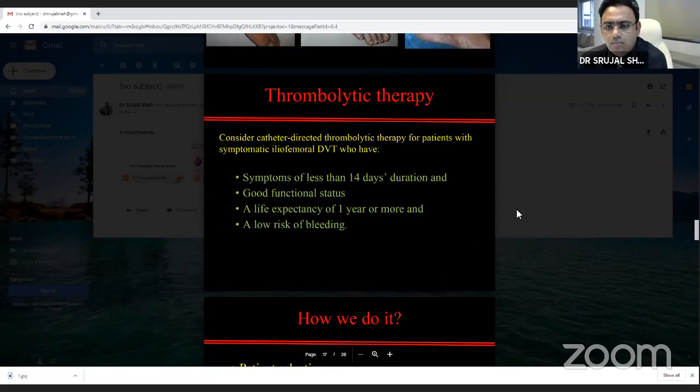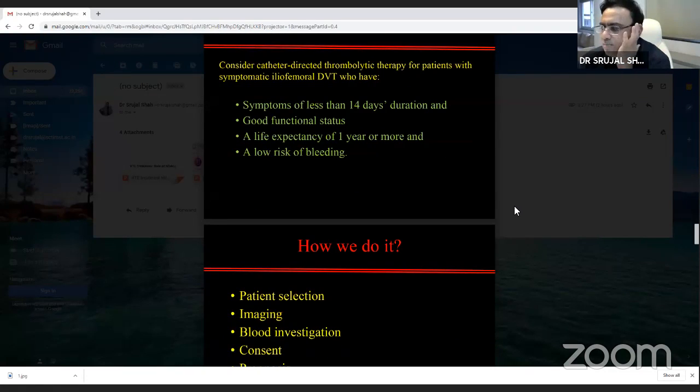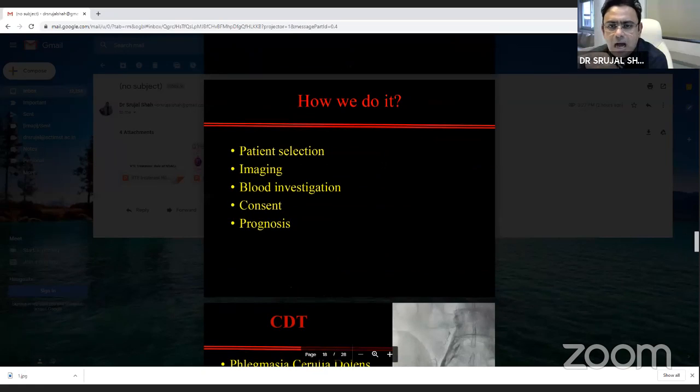So now thrombolytic therapy, as you said, CDT is better than systemic thrombolysis, and it should be tried up to 21 days. You can try it, but mainly within 14 days. And the patient should have good general condition, life expectancy of 1 year or more, and low bleeding risk. How do we do it?